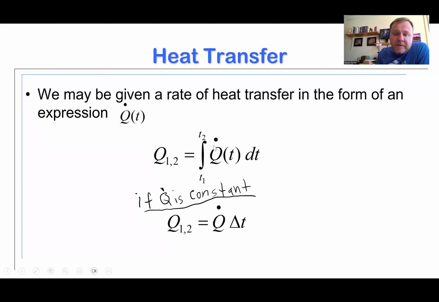So if Q dot is a function of time, to find the total amount of heat transfer, I need to integrate that. But if it is not a function of time, if it's just constant, then I just multiply by the amount of time, and that gives me the total amount of heat transfer.